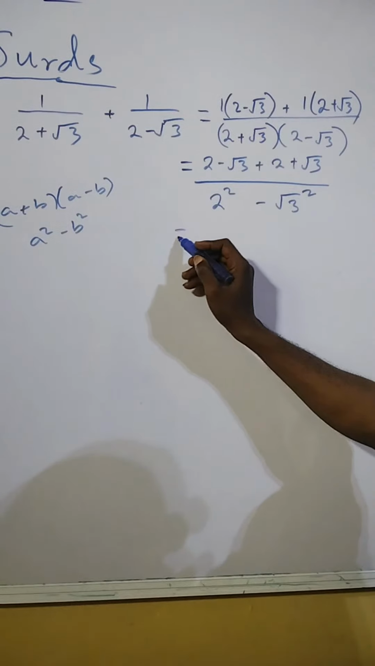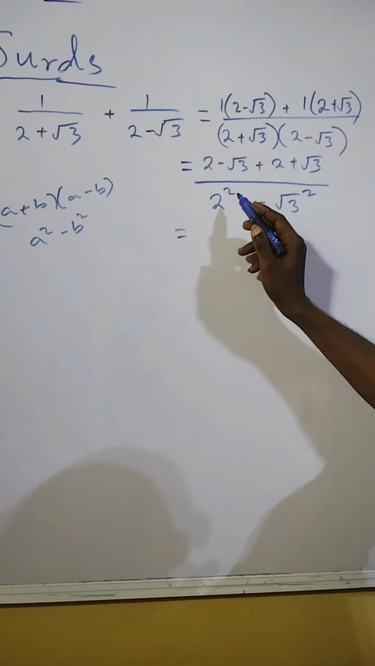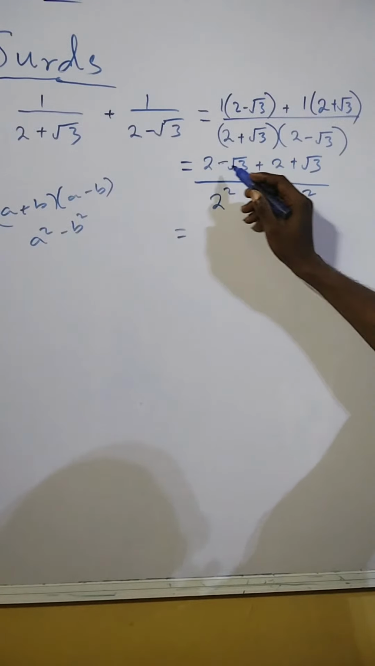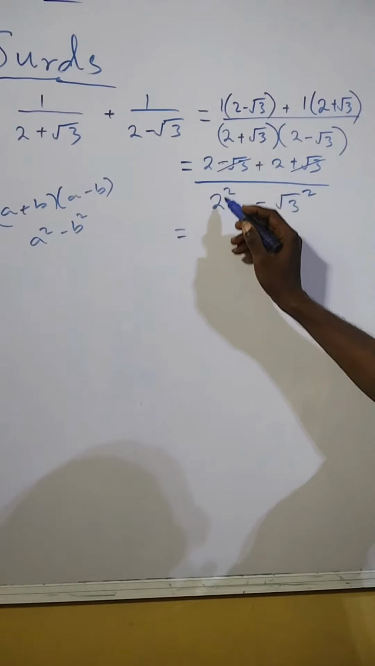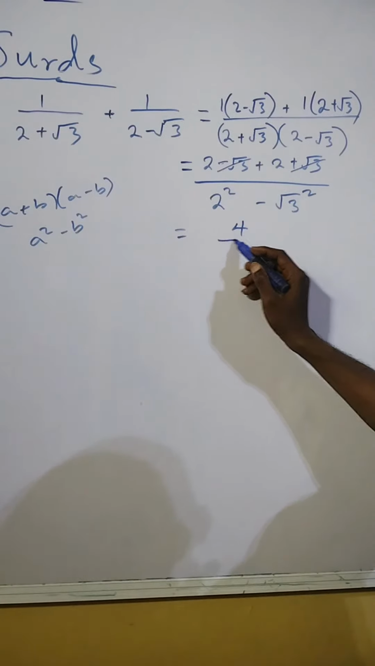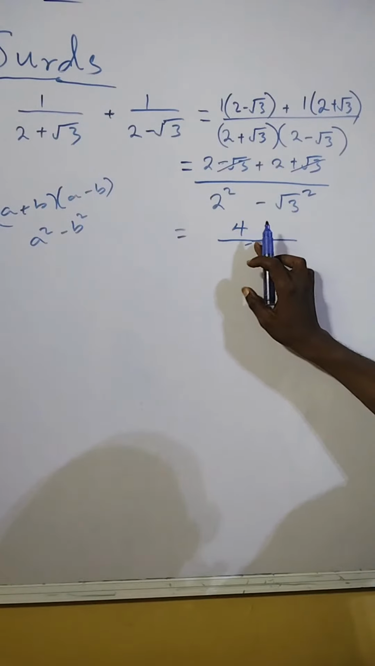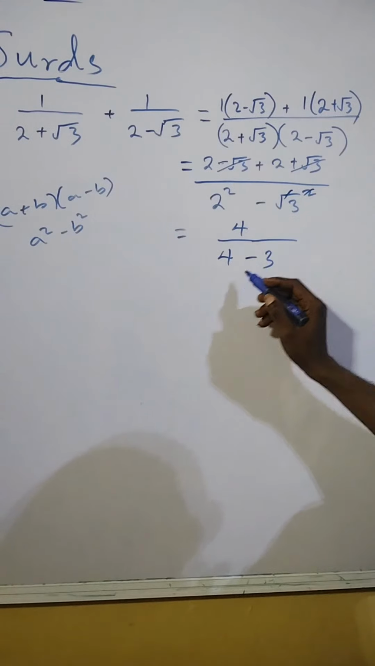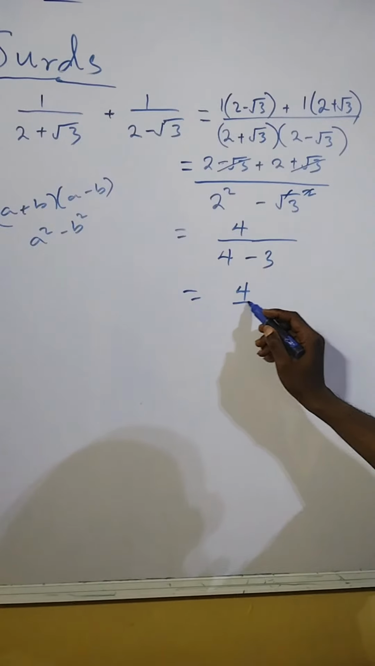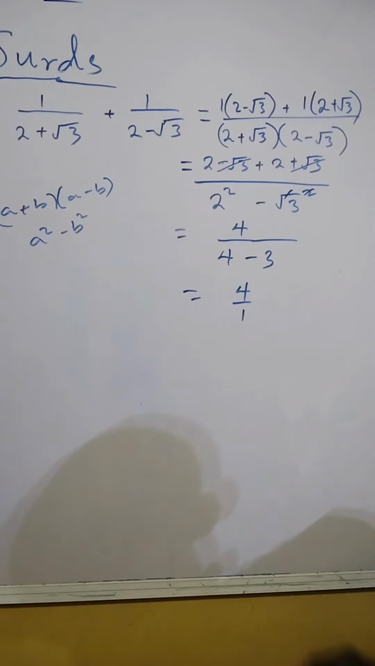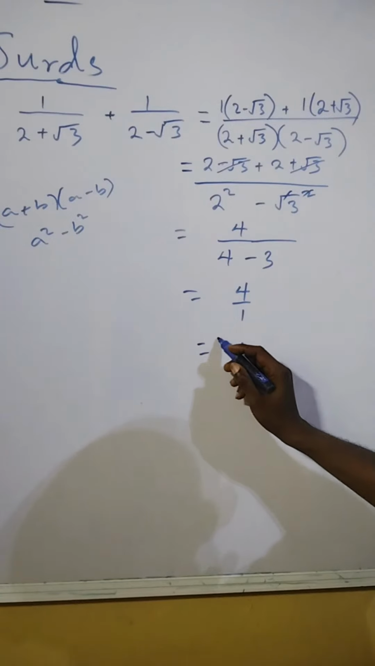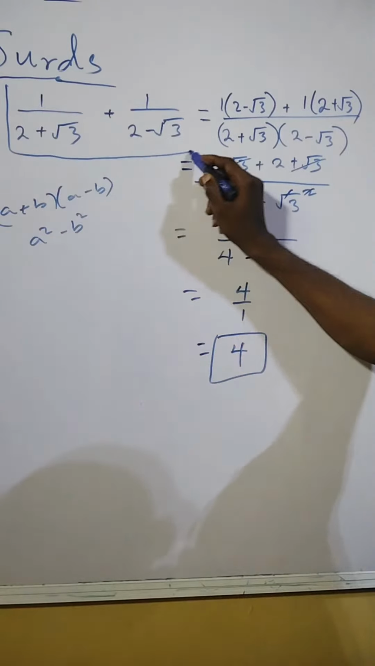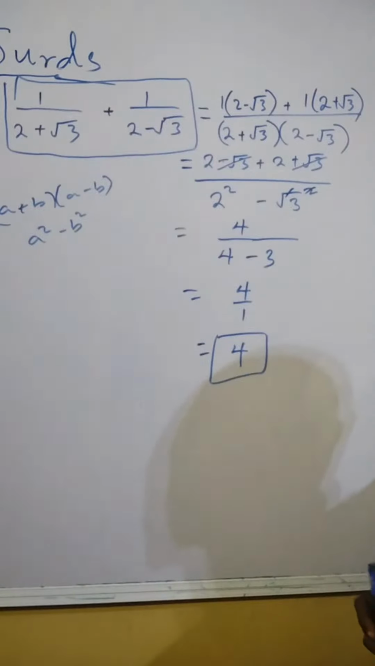Then here we can bring this together and we have minus root 3 plus root 3. This will cancel each other. So we have 2 plus 2, which is 4 over 2 square. 2 square here, that's 4 minus square cancel square root, that's 3. So that means 4 over 1. And the answer is 4. So here we have the simplified form of this given problem after we have rationalized this.